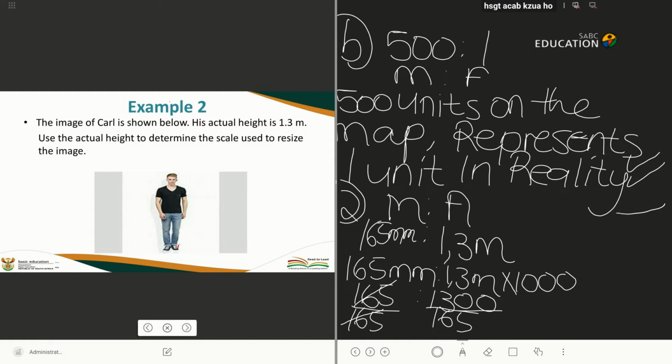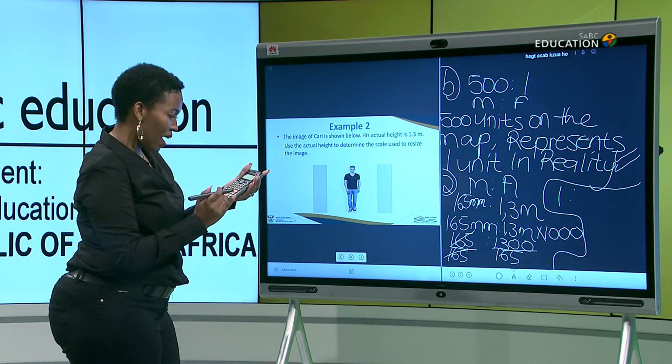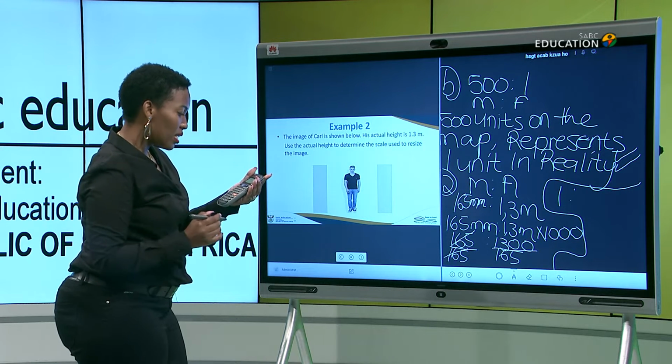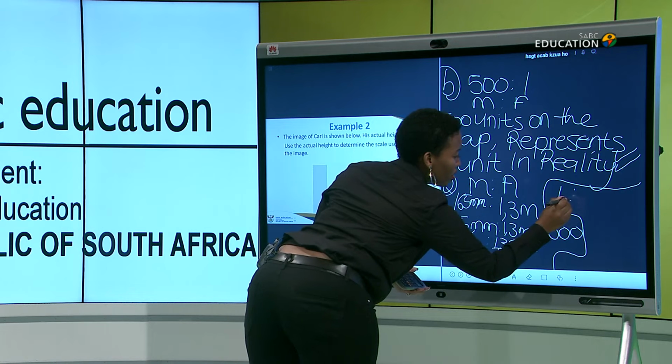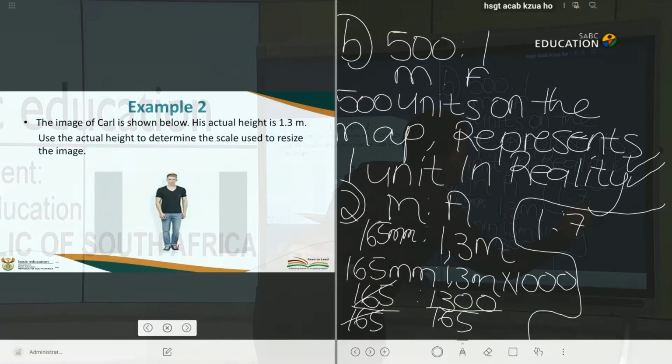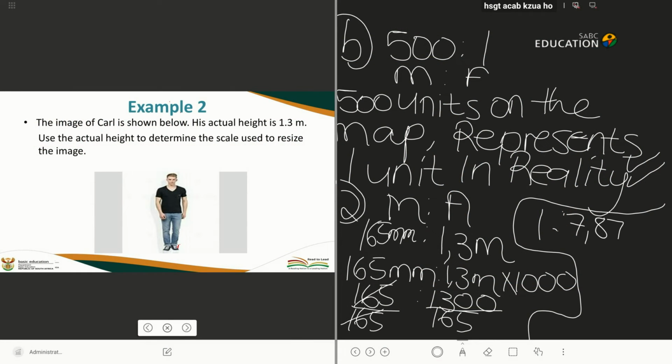I'm sorry, let me just continue here so that they're all in the same slide. So 165, 165, you are left with what? 1:2. And then you have 1,300, and then you divide it by what? By 165, which equals 7,878. And then we can say it is 1:7,878.